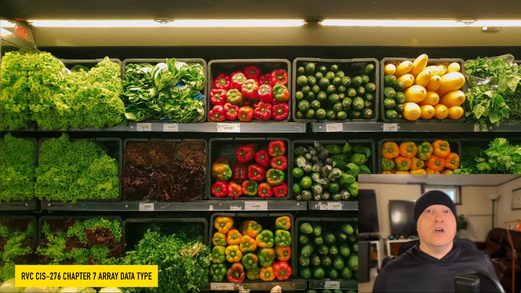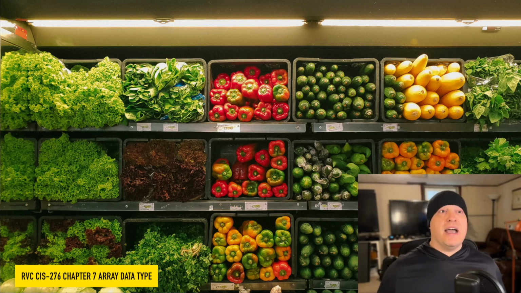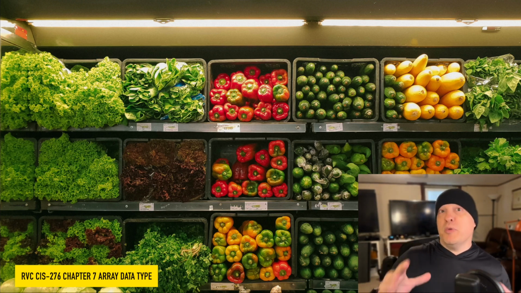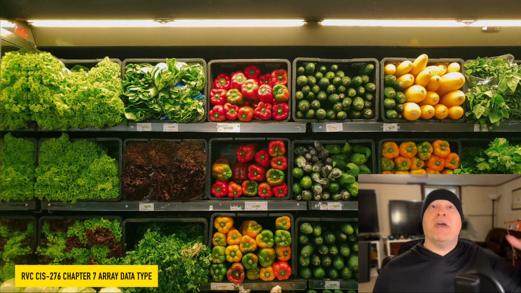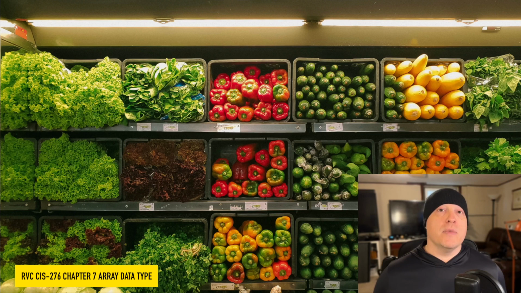So when I go to get a red pepper from the top row here in my grocery example, I would go to the grouping of red peppers and I can pick out one or two or three red peppers from there. Same goes with the lettuce. I go to the lettuce group and I can pick out one or two or three from there. An array allows us to do this very same thing.